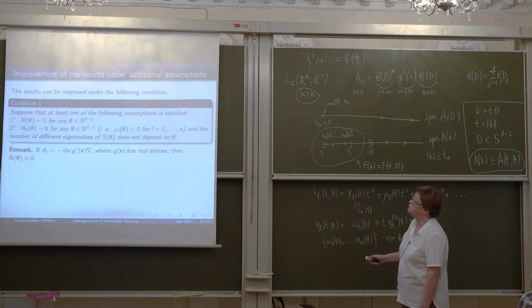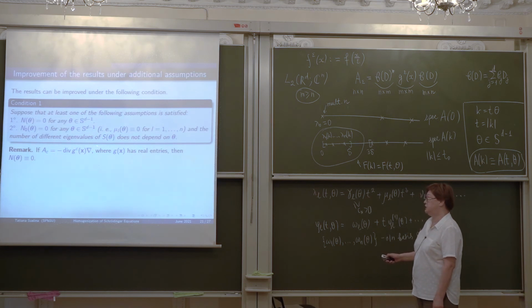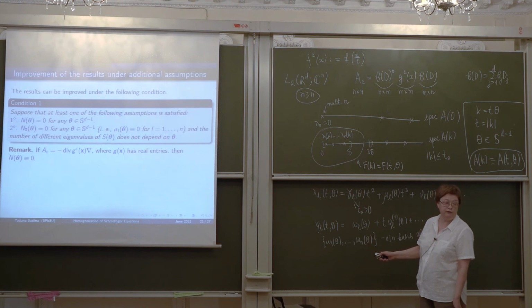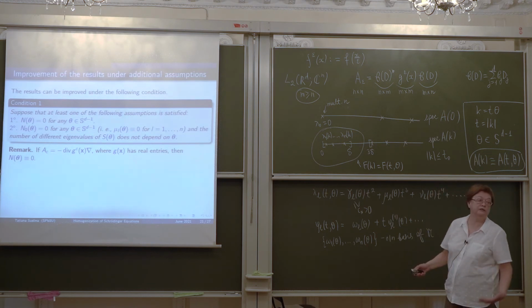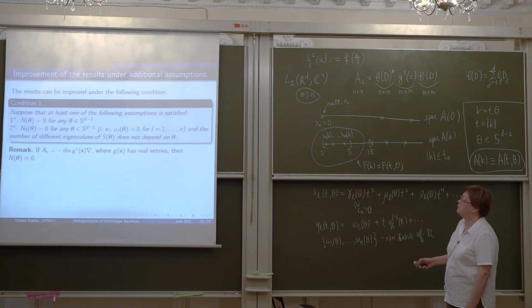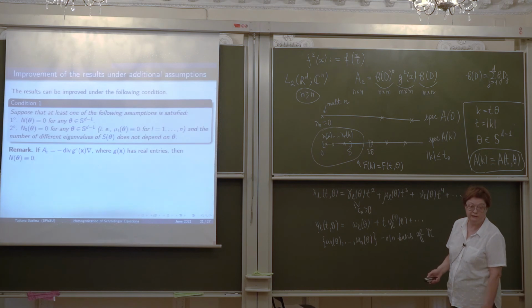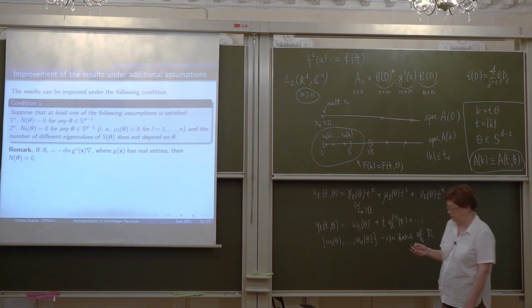Note that, for example, for the acoustics operator, for the divergence type operator, where the matrix G has real entries, the first variant is satisfied. It is known that n of theta is 0. So this condition is not exotic. We know some other sufficient conditions when this condition 1 is satisfied.